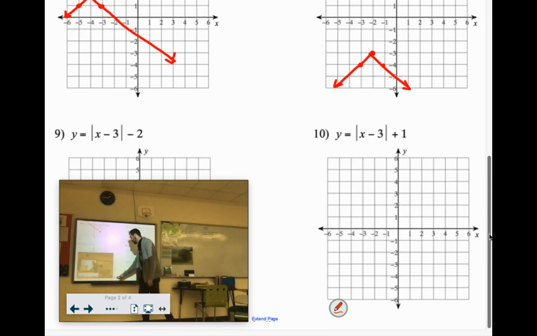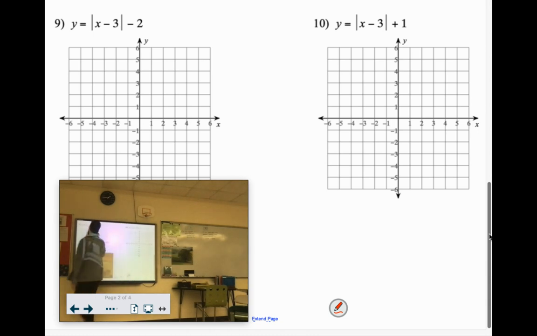Minus 3. Oh, that's a right 3. Minus 2. That's a down 2. Right 3, down 2. In front, there's nothing. So we just go, well, there's an invisible 1. So we go up 1 over 1 in both directions.